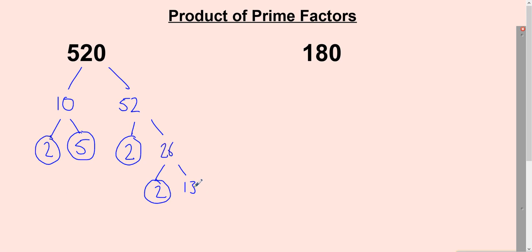Now 13 is prime, so our answer here, 520, would be 2 times 5 times 2 times 2 times 13, which we could also write as 2 to the power of 3 times 5 times 13. That's our quick reminder.